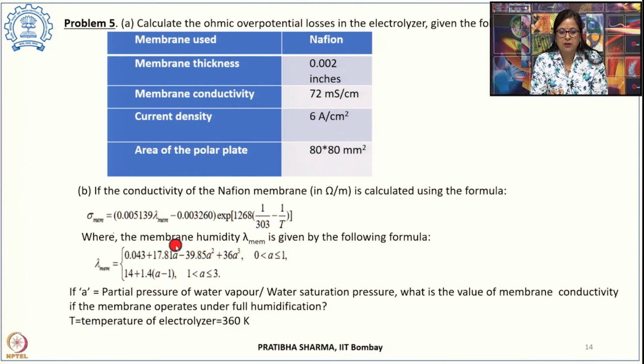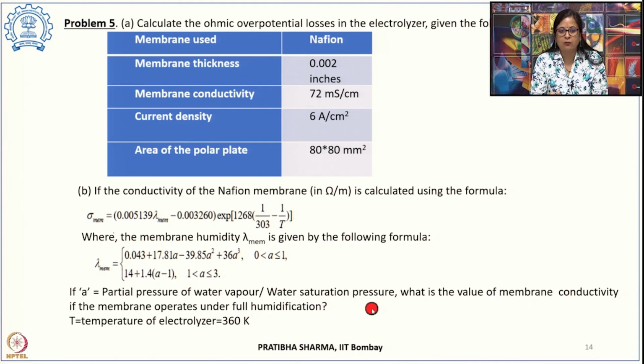And the relationship between the membrane humidity as well as the partial pressure is given as, when the partial pressure A is in the range of 0 to 1, then the expression is 0.043 plus 17.81 A minus 39.85 A square plus 36 A cube. However, when the value of A is higher than 1 but less than or equal to 3, then the membrane humidity is 14 plus 1.4 times A minus 1. A is partial pressure of water vapor or water saturation pressure.